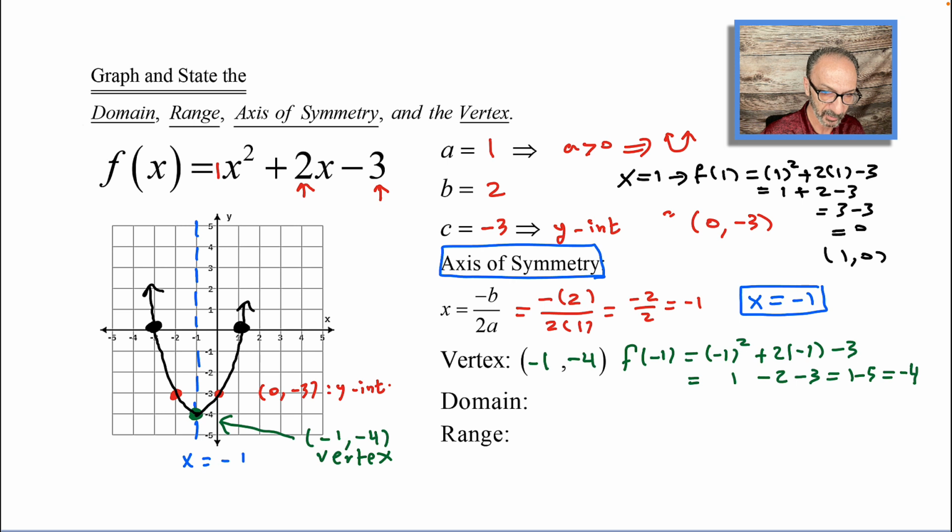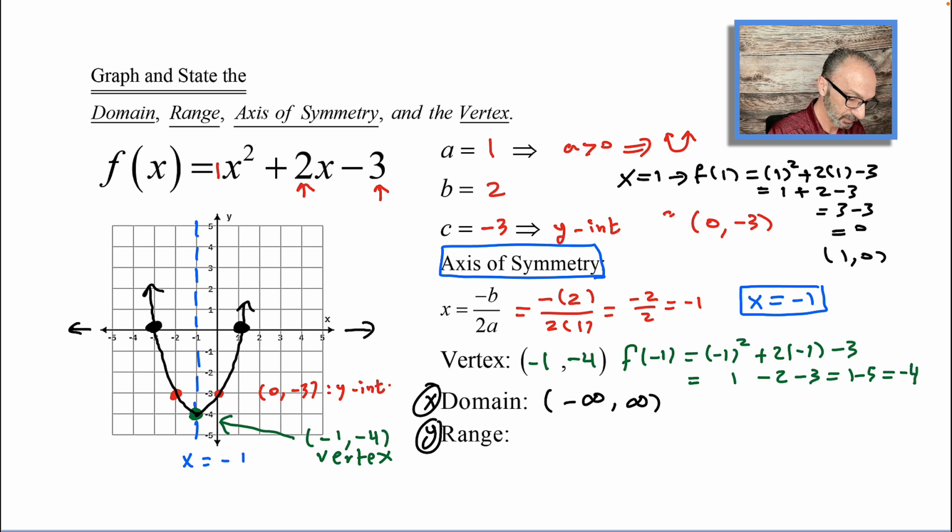And now we're ready to finish the problem by answering the last 2 parts, domain and range. Now domain comes from the x values and the range comes from the y values. The domain is all real numbers because that's the case for parabolas. Goes all the way to the left and all the way to the right. Range. Let's use a different color for range.